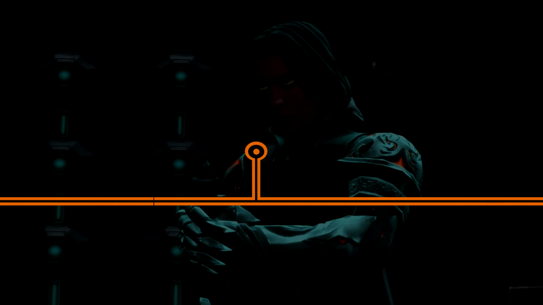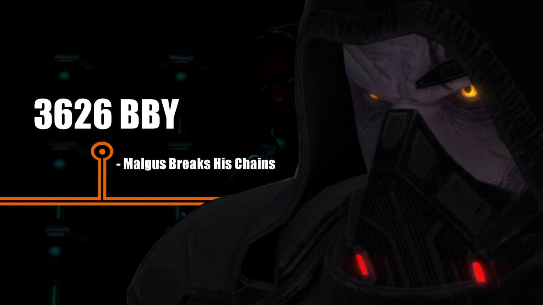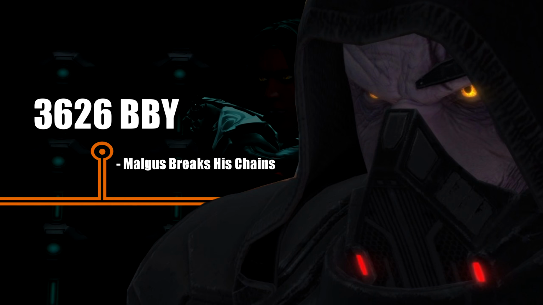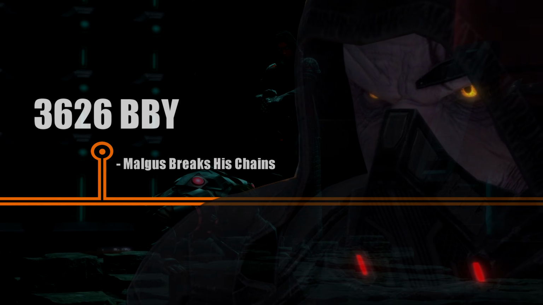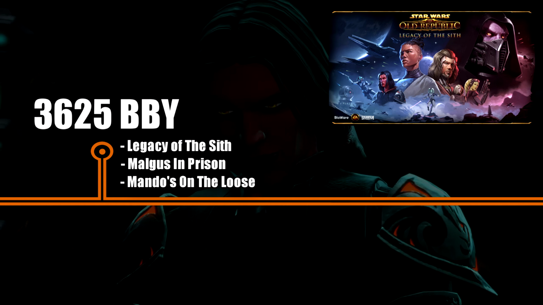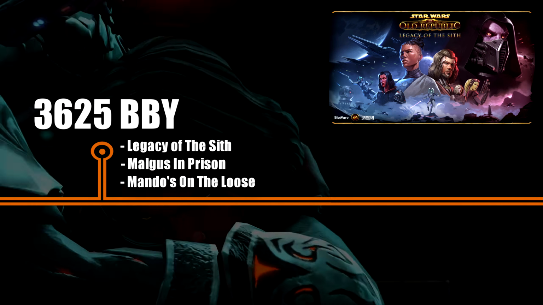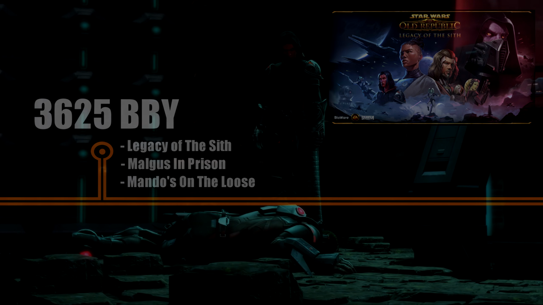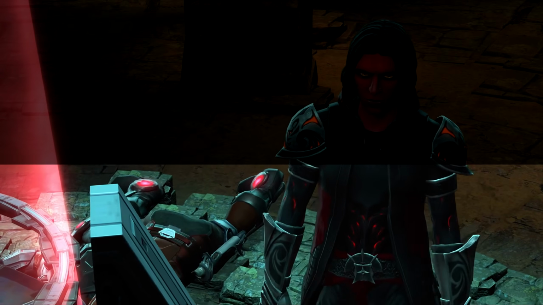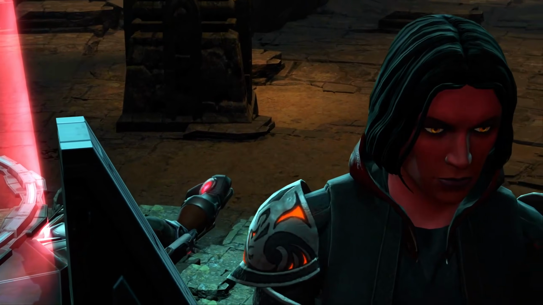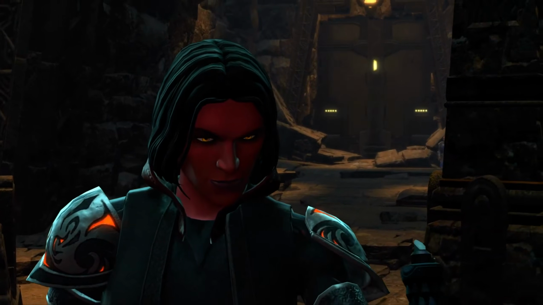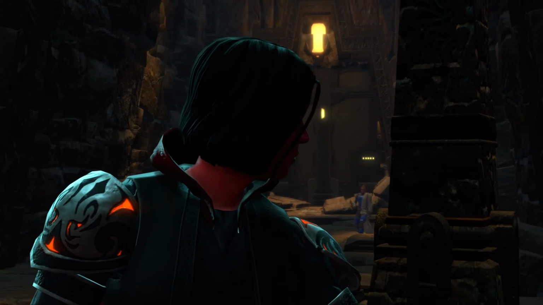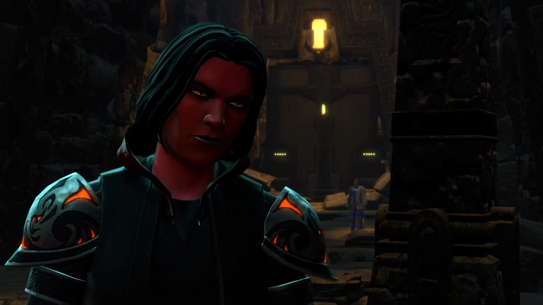Another year later, in 3626 BBY, we see Darth Malgus break his chains and escape the clutches of the Empire. This is shortly after the Meridian Complex flashpoint. Just one more year later, and this brings us to the start point for Legacy of the Sith. This is 3625 BBY, and as far as we know, this is still the most recent year in the game, meaning everything that's happening right now is between 16 and 18 years after you first hit the play button. So that is how much time has passed, about 18 years in-game.